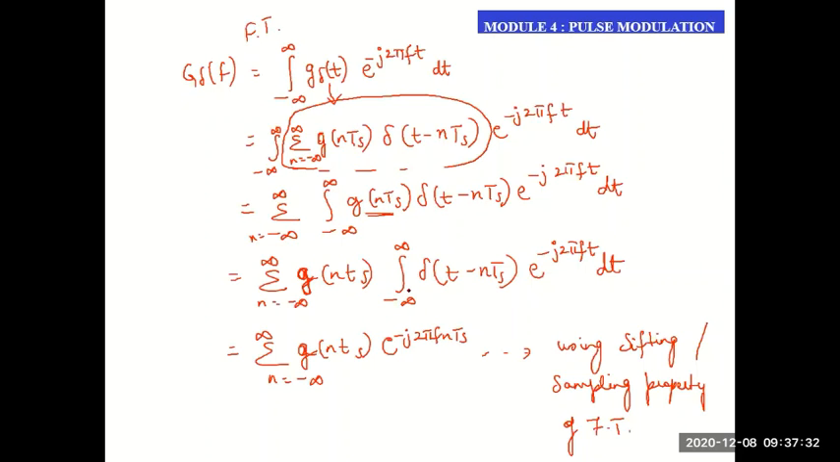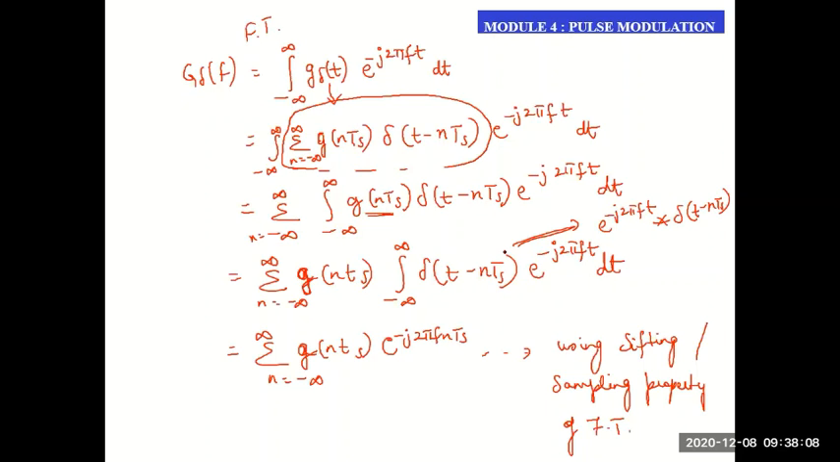Now I have to integrate delta t minus nTs into e power minus j 2 pi ft. How do I resolve this? Remember here, e power minus j 2 pi ft is an exponential function. Ideally speaking, the meaning of this is that e power minus j 2 pi ft is getting convolved with the impulse. Yes or no?